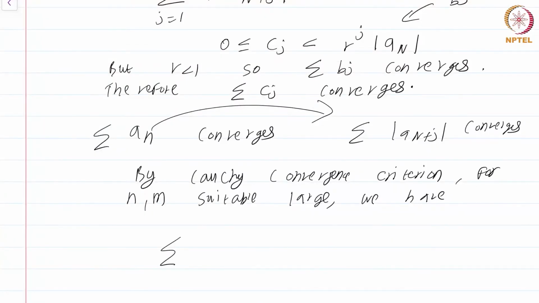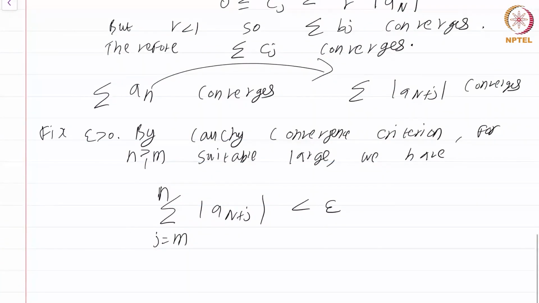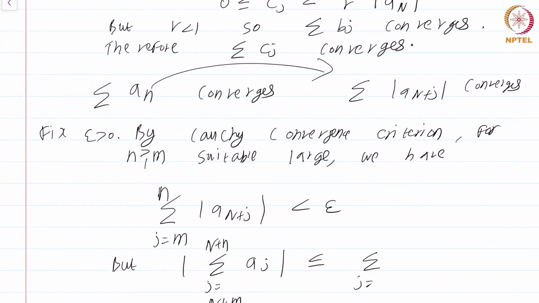summation j equals n to m, and n is greater than m, mod a n plus j is less than epsilon. So I must say fix epsilon greater than 0. This is simply because summation mod a n plus j converges. Okay, but modulus of summation aj, j running from m to n, is less than or equal to summation j equals m to n mod a n plus j, which is in turn less than epsilon.